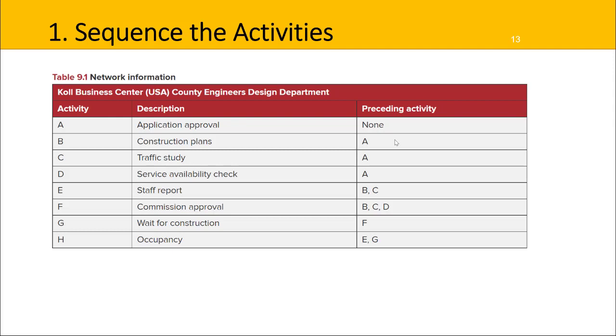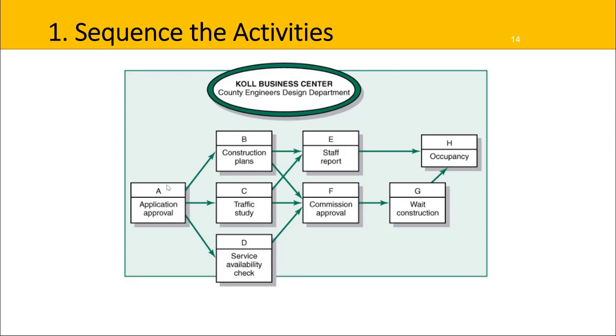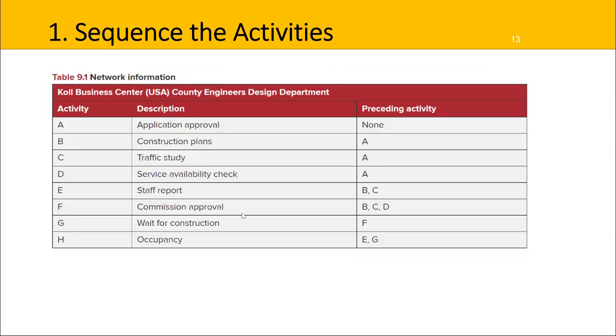So let's have a look at what this sequence actually looks like. And here it is here. So we saw activity A, and we noted that B, C, and D are all dependent on activity A, or activity A is a predecessor to B, C, and D. Going back, we can see that E is dependent on B and C, and F is dependent on B, C, and D, as these are the preceding activities.